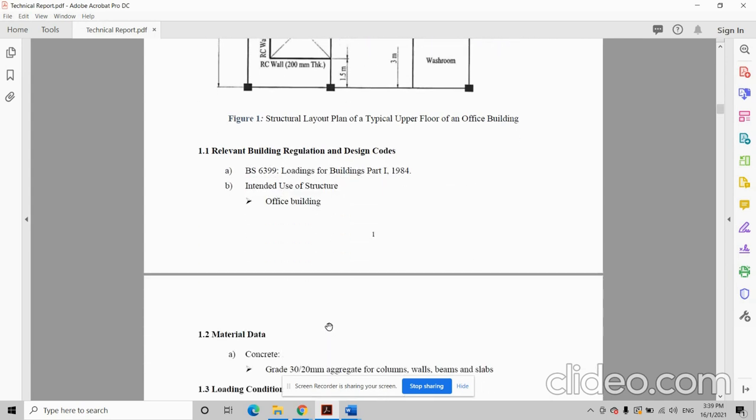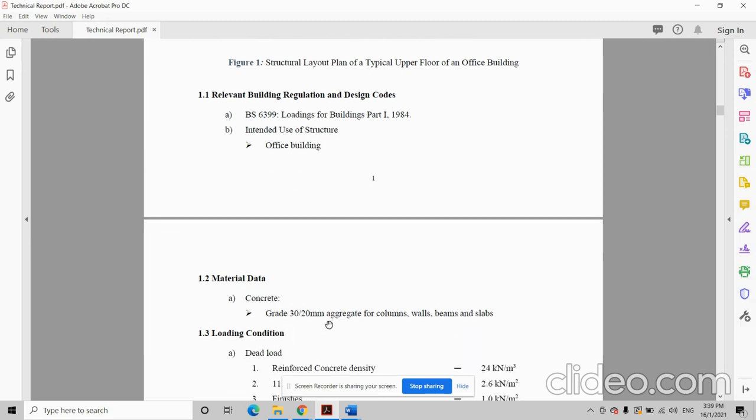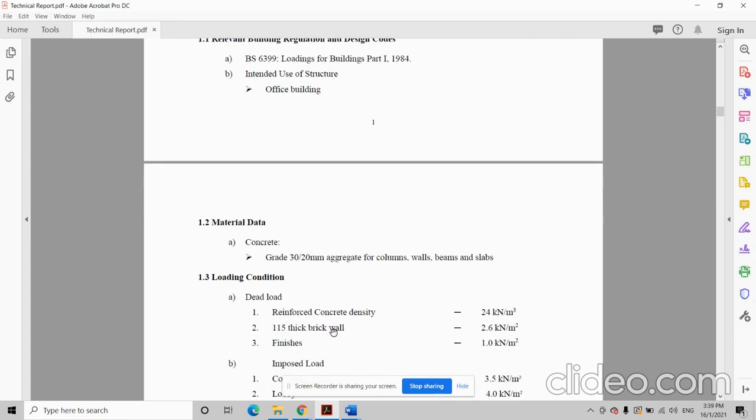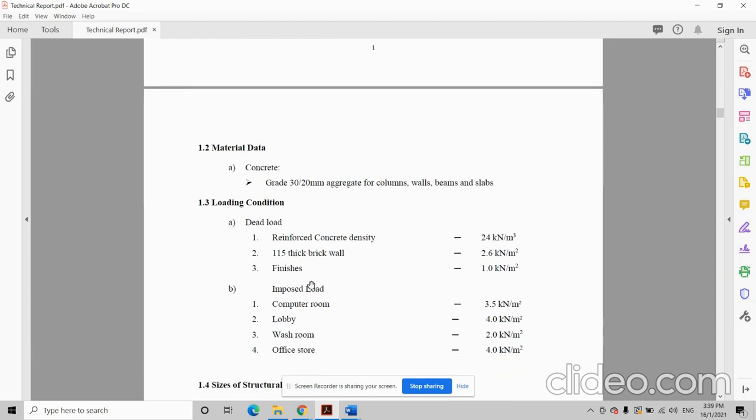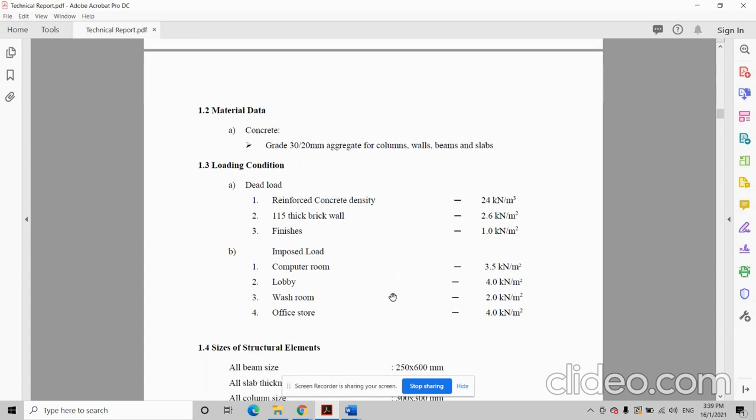Material data. We have concrete grade 30 with 20 mm aggregate for columns, walls, beams, and slabs. For the loading condition, we have dead load for reinforced concrete density of 24 kN per meter cube. Then we have a 115 thick brick wall, which is normally 2.6 kN per meter square. Finishes have 1.0 kN per meter square.